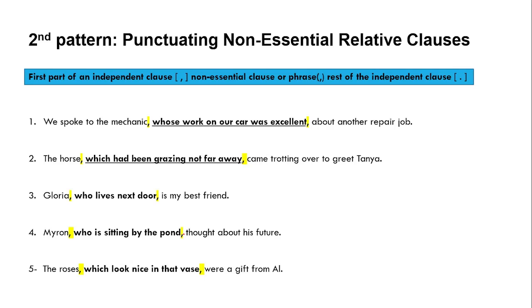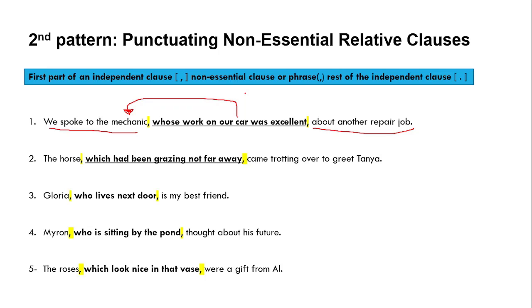The other pattern has to do with the non-essential relative clauses. We start with the first part of the independent clause, then put the non-essential relative clause between two commas. Don't forget the full stop by the end. For example, we spoke to the mechanic about another repair job. This is the main clause. The relative clause is whose work on our car was excellent. So this clause refers to the mechanic, and if we take it away, it will be okay.